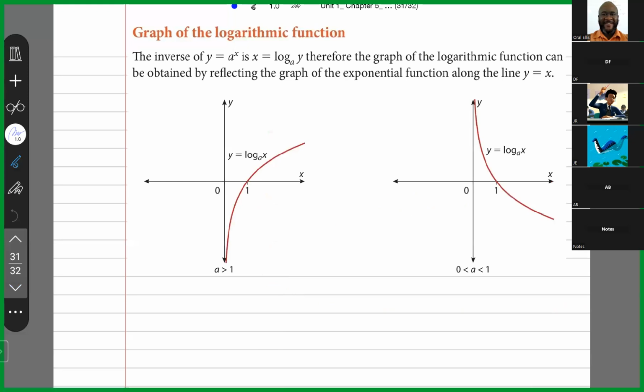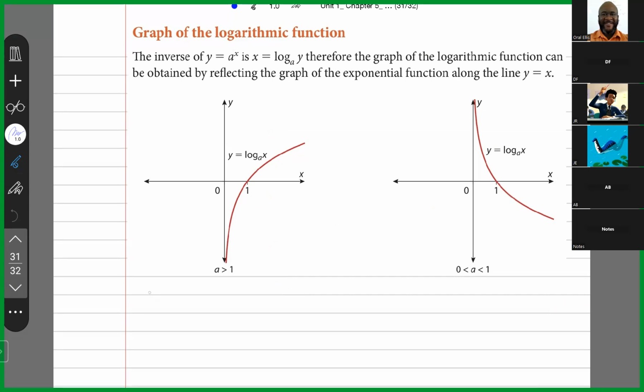All right, so graph of the logarithmic function. Now, y is equal to a to the x is the inverse of x is equal to the log of a to the base y. So obviously, from relations and function, you would know how to find inverse. So that is something that you could prove for yourself.